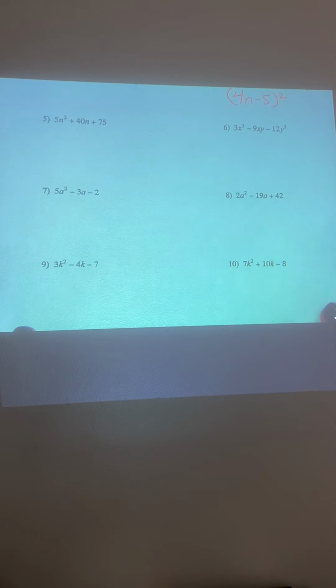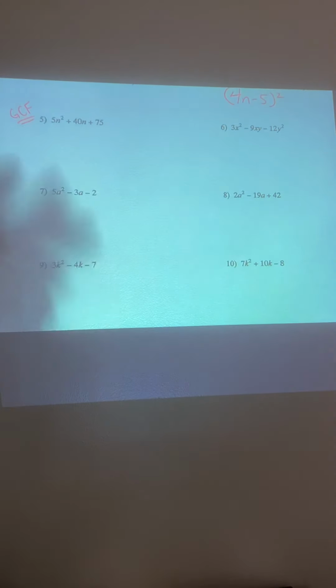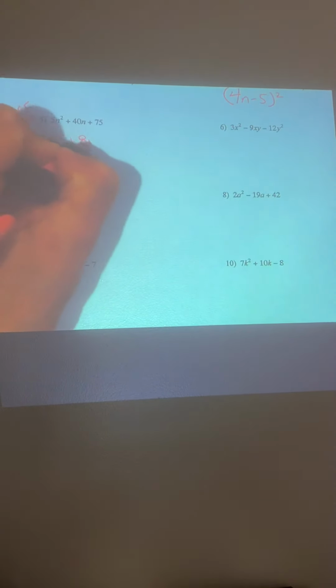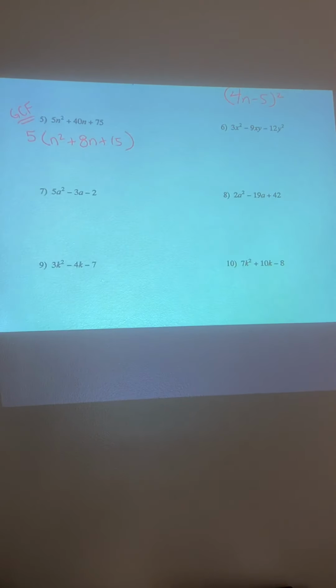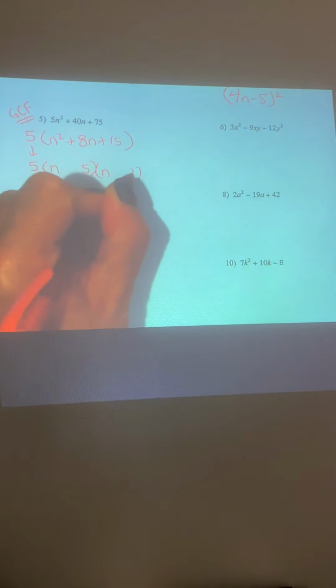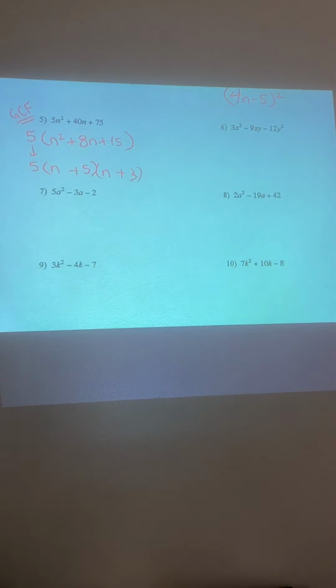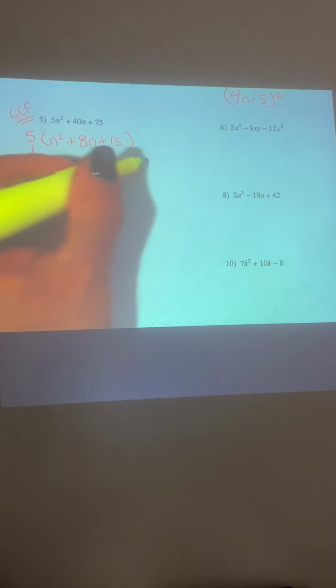Okay, my next problems. I'm going to try to factor, but hey, look guys, I can take out a greatest common factor. Here, the greatest common factor is a 5, and I'm left with n squared plus 8n plus 15. Now I bring down my 5 and I factor. Factors of 15 that add up to 8: 5 and 3. Last term's a plus, middle term in both. And that is my answer.